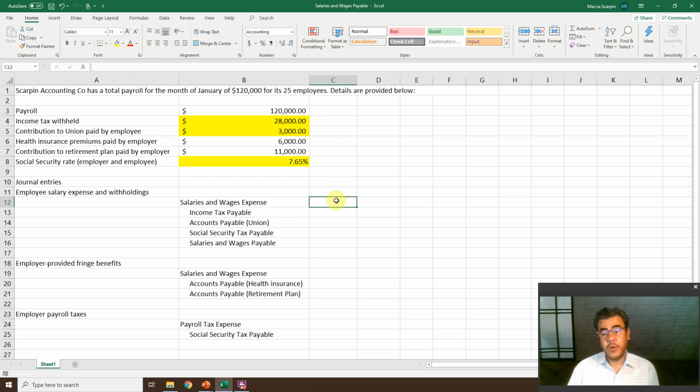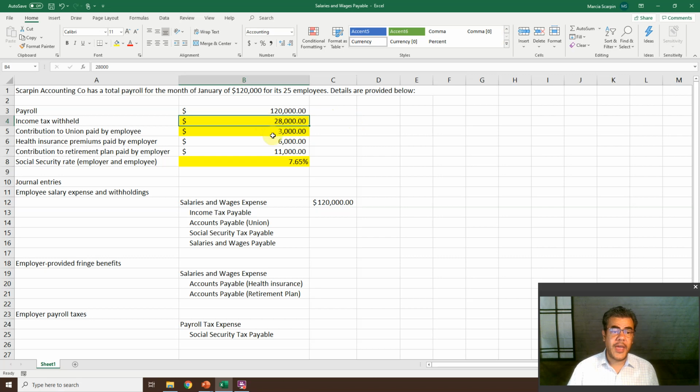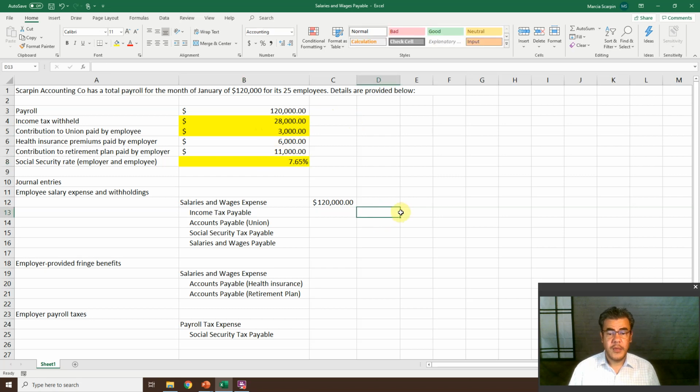So what do we have? The salaries and wages expense is the gross number. It is not the net number. So the gross number is 120. However, the employees, they will not receive this 120 because they need to pay income tax, contribution to union, and social security rates. So, okay, income tax payable, 28.